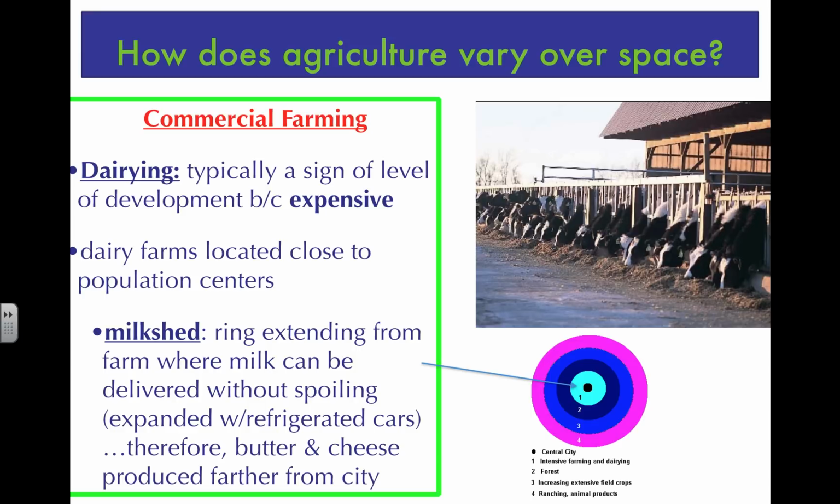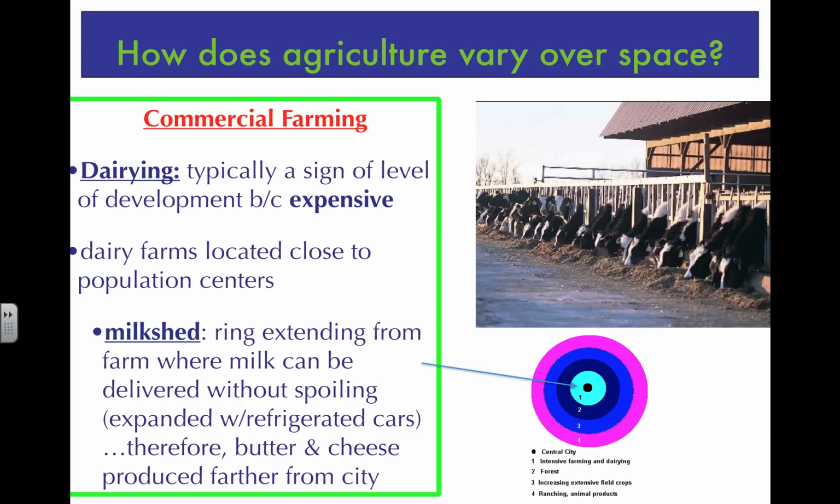Now, this is a little bit of an antiquated, meaning out of date, term, because with modern technology and modern refrigeration, the milk can travel much greater distances. But the concept of the milk shed, or the concept that the dairy farm still has to be relatively close to the population center, is not wrong.